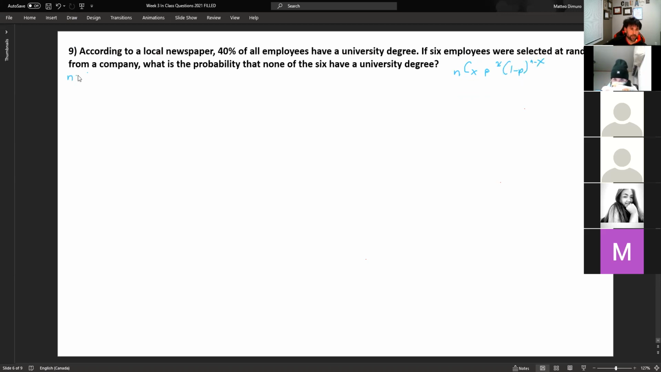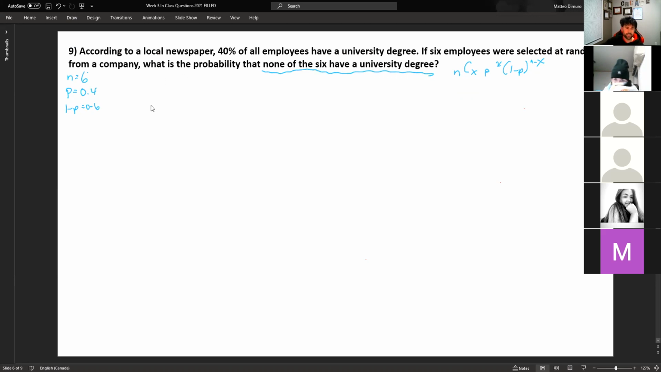And you can go ahead and write, well, what's the n for this question? It says if 6 employees are selected, so the sample size is 6, probability of success is 0.4. That's having a degree. 1 minus p is 0.6. There we go. Now, it's asking the probability that none of the 6 have a university degree.